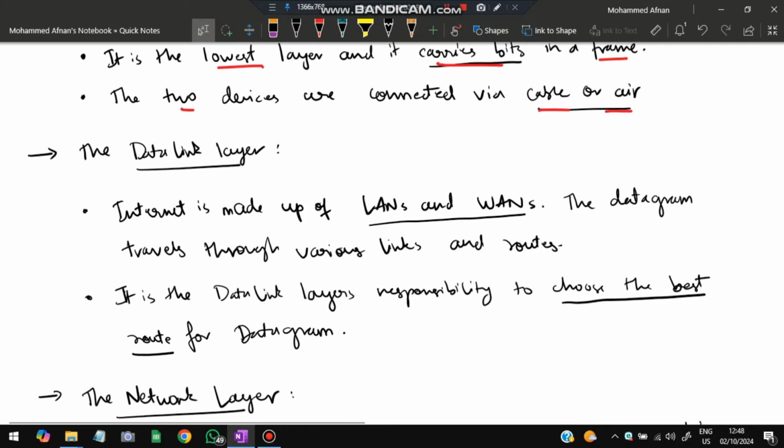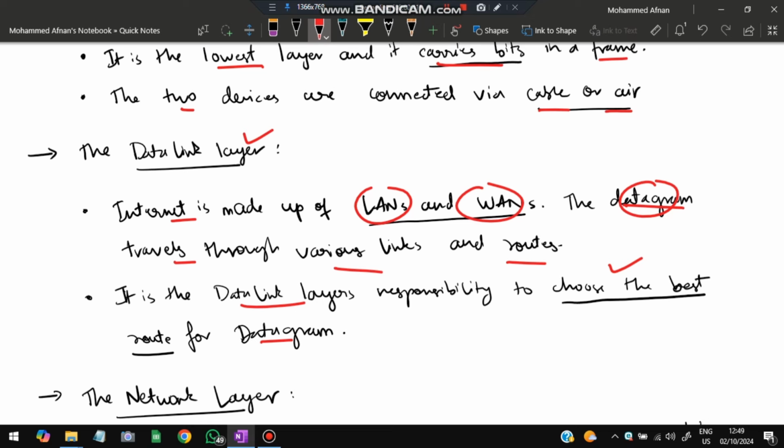Next is the data link layer. The Internet is made up of LANs and WANs, right? The Internet is what? LANs and WANs, and the datagram travels through the various links and routes. So the data gets transferred via the links and routes, so it is called the data link layer. And the data link layer's responsibility is to choose the best route for the datagram. Data wants to be transferred from A to B. What is the best path I can use? That is identified by the data link layer. Got my point? What does the data link layer do? It will choose the best route for transferring the data from source A to destination B.